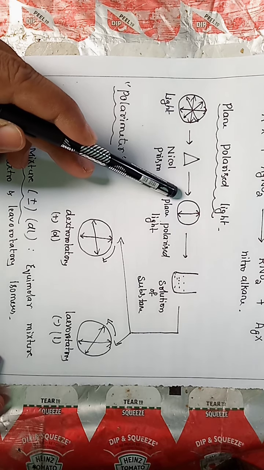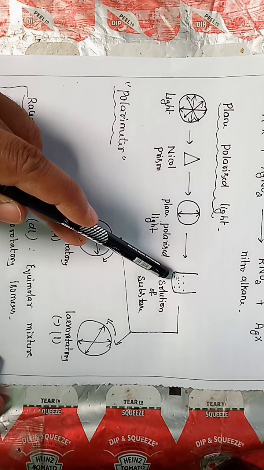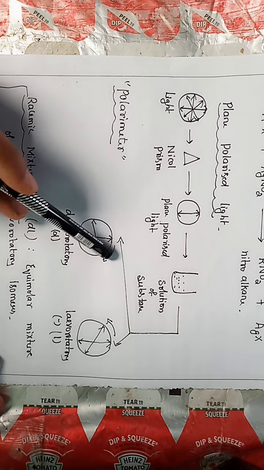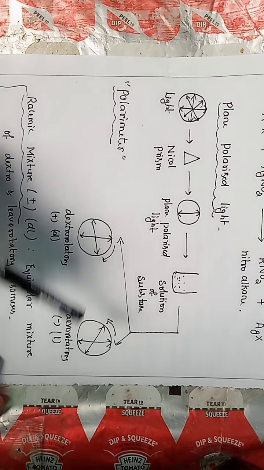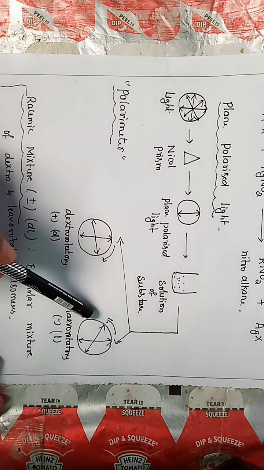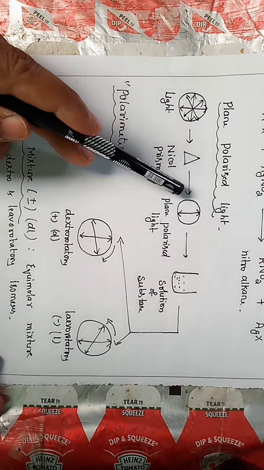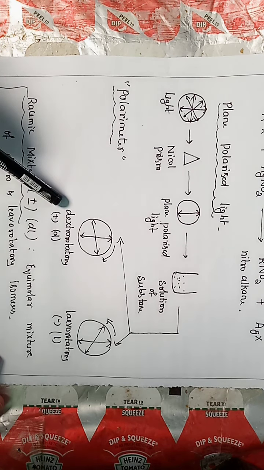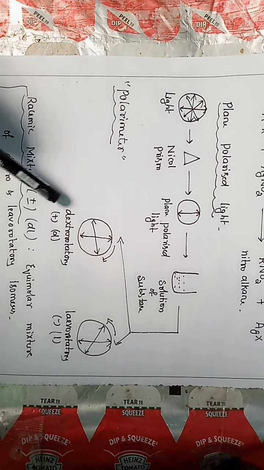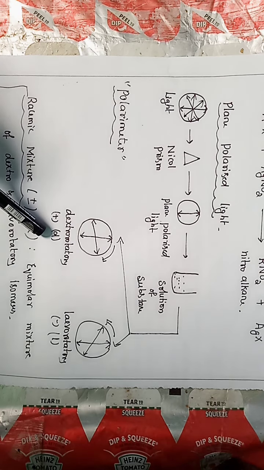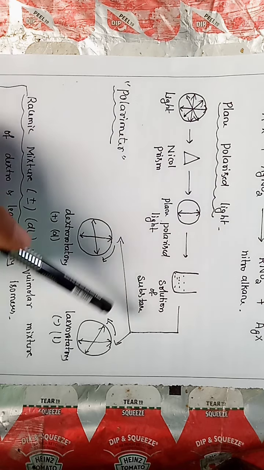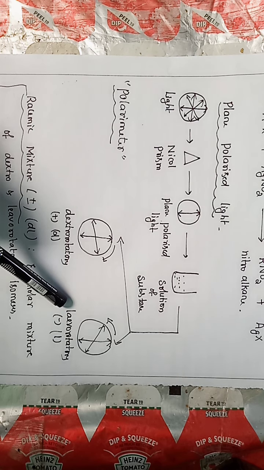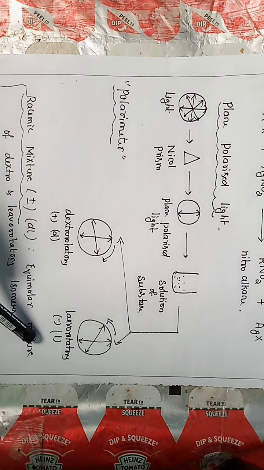When such plane polarized light is passed through solutions of certain substances, you can find rotation of the plane polarized light either to the right side, meaning clockwise direction, or to the left side, that is anti-clockwise direction. If any substance rotates the plane polarized light to the right or clockwise, such a substance is called dextrorotatory, represented by plus symbol or small d. If the substance rotates the plane polarized light anti-clockwise, that is to the left side, such substances are called levorotatory, represented by minus symbol or small l.